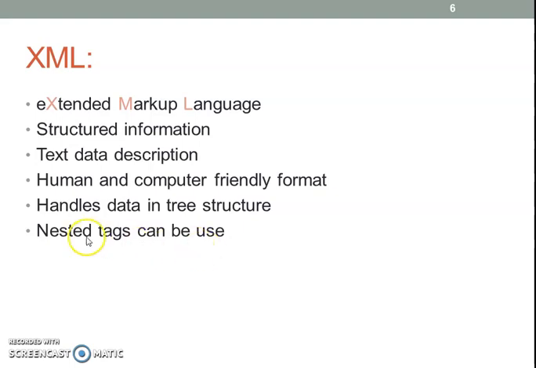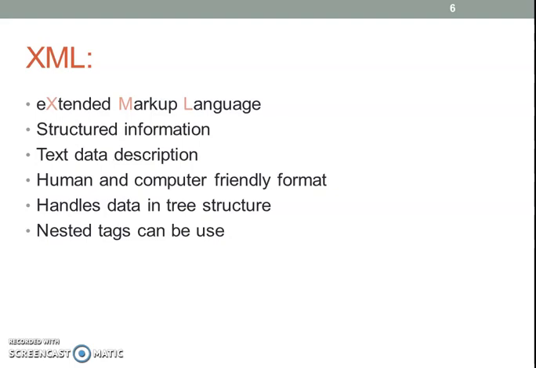Nested tags are also used in XML. You already know what a nested tag is. The table tag is a nested tag, meaning it consists of table row, table headline, and table data tags within that, right? Like that, different types of tags can be held by particular tags in XML. Structured information and text data description by using special message tags are the special features of the XML programming language. In the examination, the question may be like this: mention the features of XML, mention these points.